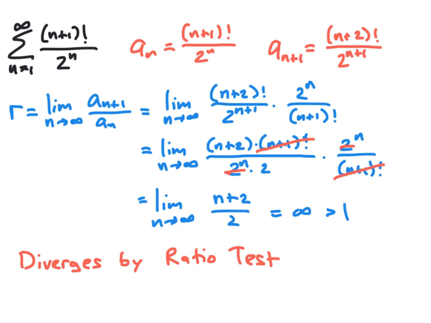We can rewrite (n+2) factorial as (n+2) times (n+1) factorial, and we can rewrite 2 to the (n+1) as 2 to the n times 2. We can then cancel the 2 to the n's and the (n+1) factorials, and we're left with the limit as n approaches infinity of (n+2) over 2. This is a limit that diverges to positive infinity since we have an n plus 2 in the numerator, which will get large, and a constant of 2 in the denominator. Since infinity is certainly greater than 1, this limit is bigger than 1, we conclude that our series diverges by the ratio test.